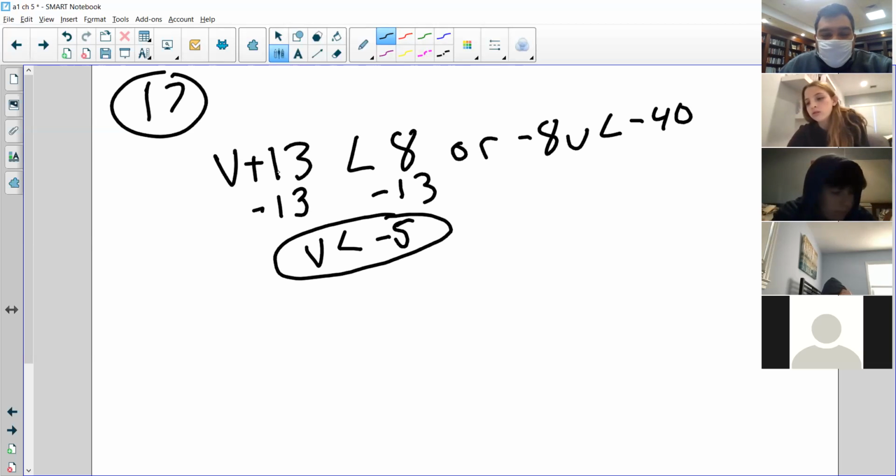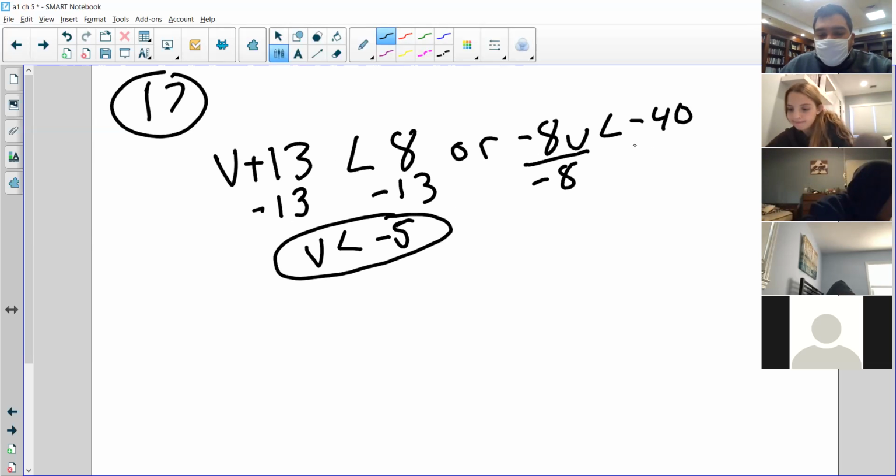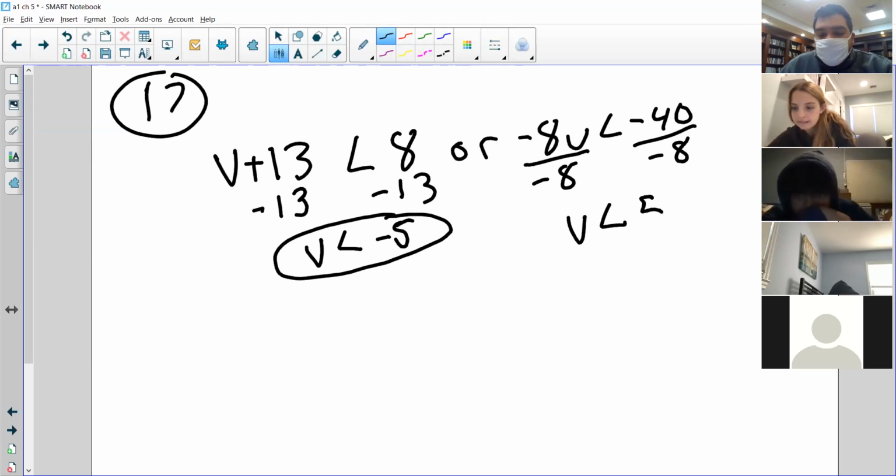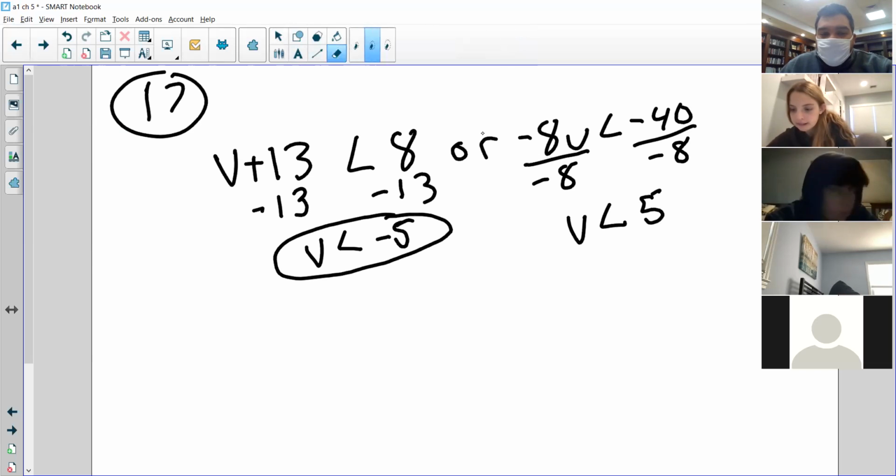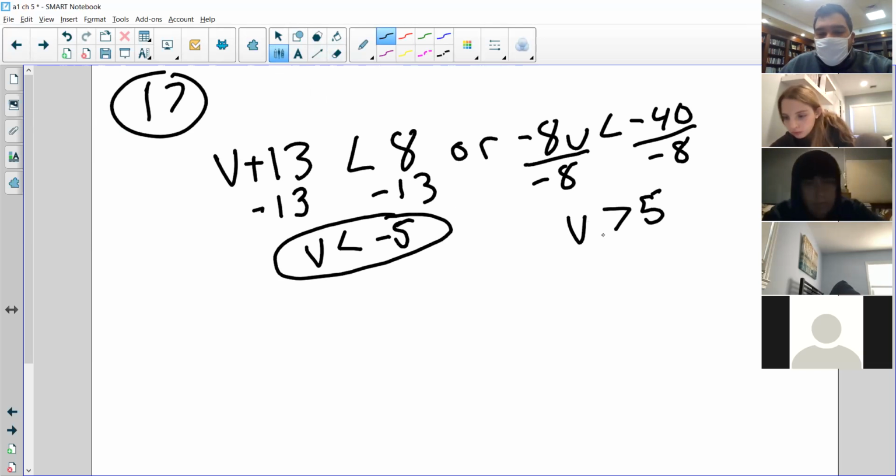So, first one, v plus 13 is less than 8. So I do it. v is less than -5 because I subtract 13 on both sides. Remember, I only flip the sign when it's a divide or multiply by negative, which over here occurs. I'm going to divide by -8. I get v is less than 5. But that's wrong, v is greater than 5. Excellent. So the inequality has to be switched. So v is greater than 5.